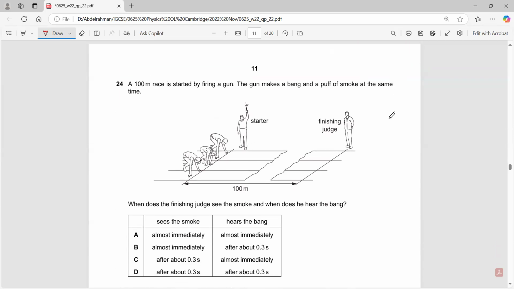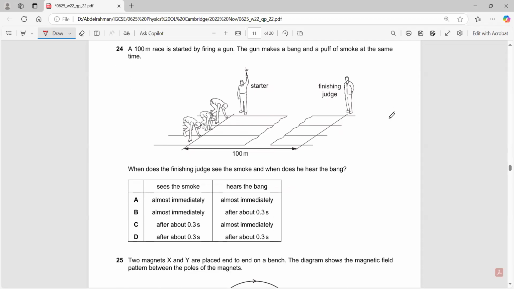A 100-meter race is started by a fire gun. When does the finishing judge see the smoke? And when does he hear the bang? He sees the smoke almost immediately. Why? Because the smoke or the light travels at the speed of light, which is 3 times 10 to the power of 8. So he sees the smoke almost immediately. He hears the bang after around 0.3 seconds, which is roughly the time it takes for the sound to travel 100 meters.